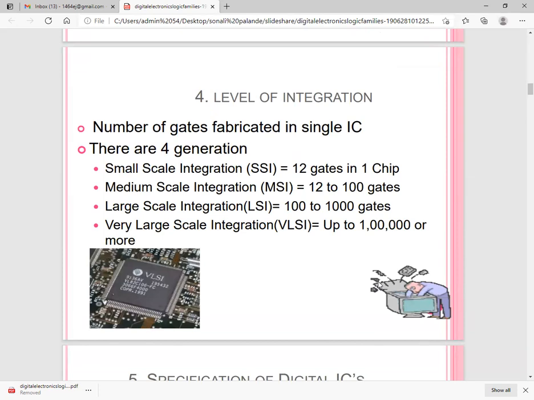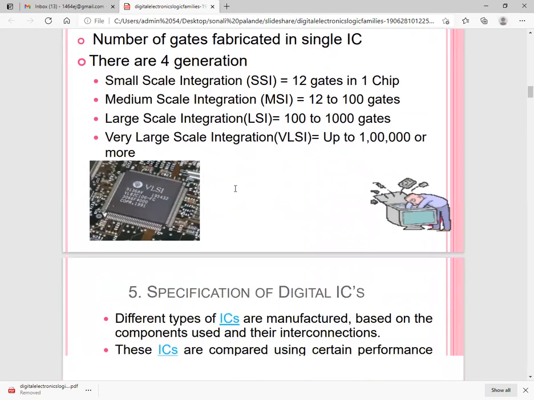Then the level of integration is the number of gates fabricated in a single IC. There are 4 generations. Small scale integration, that is SSI, has up to 12 gates in one chip. Then medium scale integration, that is MSI, has 12 to 100 gates. Then large scale integration, LSI, has 100 to 1000 gates. And the last one is very large scale integration, that is VLSI, in which up to 1 lakh or more gates are involved.